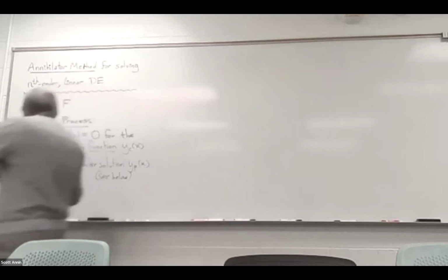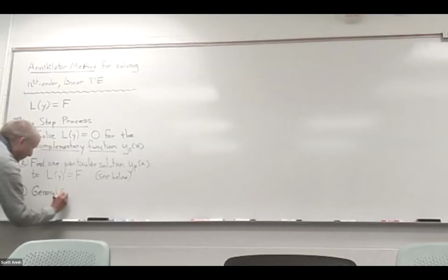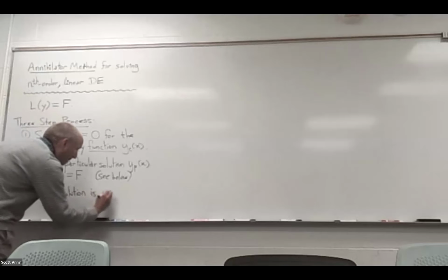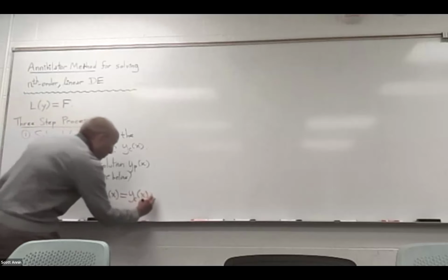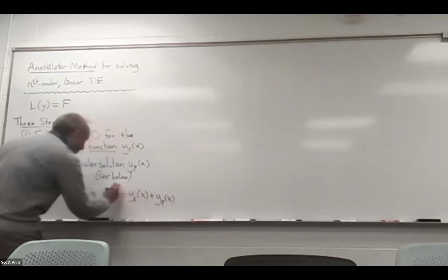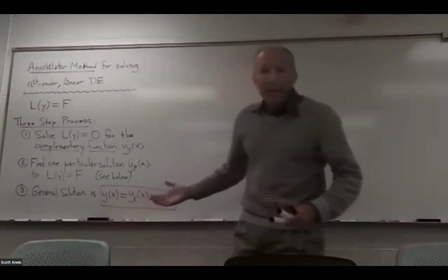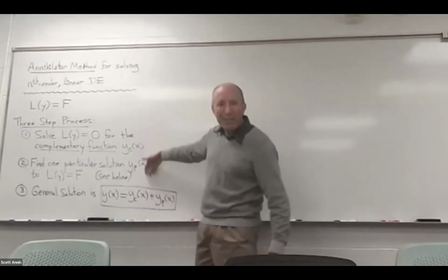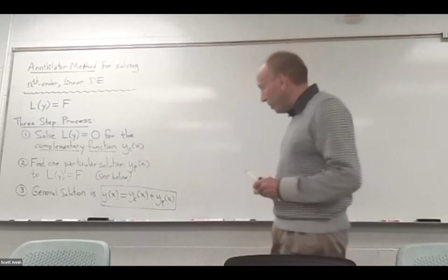So I'll discuss that in just a moment, but let me finish writing down the third step of our process here first. And the third step is to write down the final answer, the general solution, and that is given by the following: y of x equals the complementary function y sub c of x plus the particular solution that we found in step 2, y sub p of x. So as you can see, step 3 doesn't have a whole lot of meat to it. All you really have to do is take the work that you did in steps 1 and 2 and add those results together to write down the final general solution.